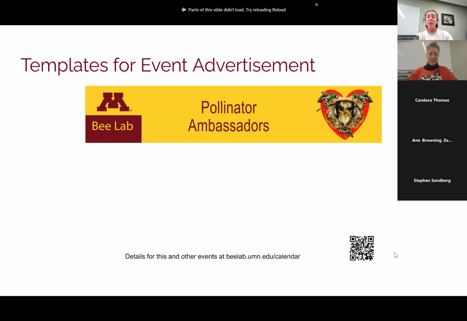Anyway, we have templates for events. It has the Bee Lab logo, our little pollinator ambassadors hearts, and we can get the event details on the calendar for you.